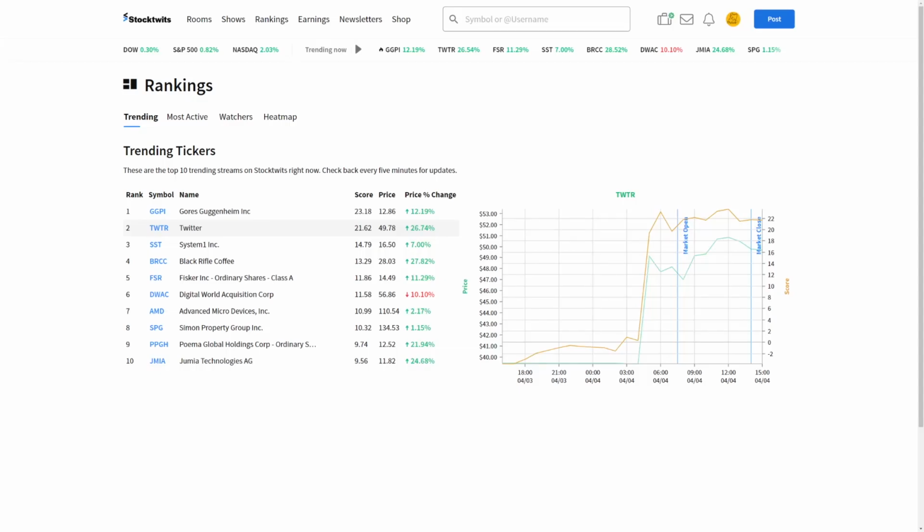All right, let's take a look at the chart action for Twitter. So I'm going to try something new. We're on Stocktwits right now, and I'm looking at the trending tickers. One of the ones that caught my eye was Twitter. It's up 26.74% today. So let's go ahead and jump into that chart, and we'll take a look and see what's going on with it.